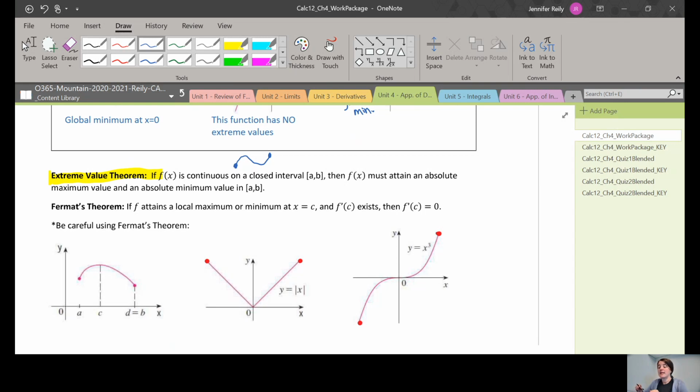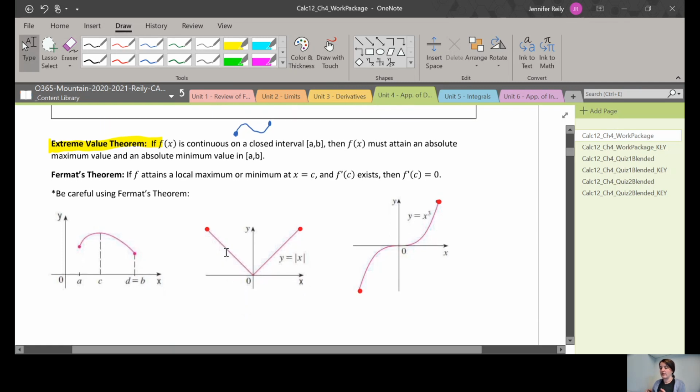Then the function must attain an absolute maximum and minimum value on this interval. Okay, so that's important. So if we know that you're not lifting your pen drawing this function and we're looking at a specific closed interval, then there is a global minimum and a global maximum.